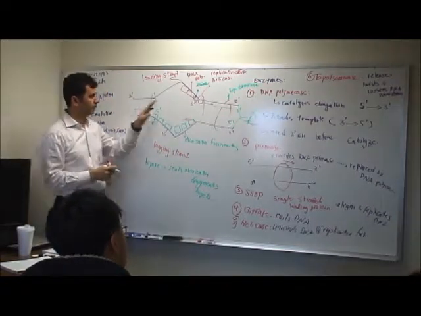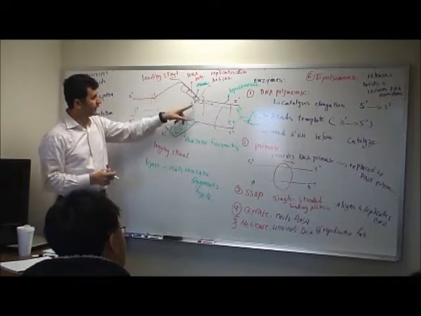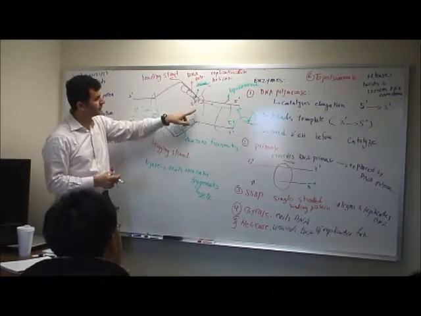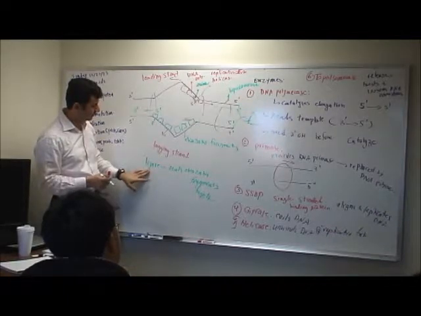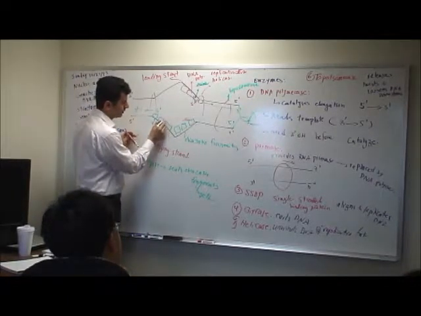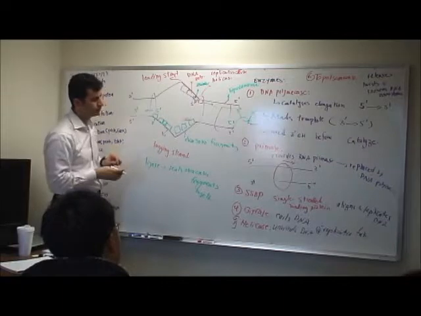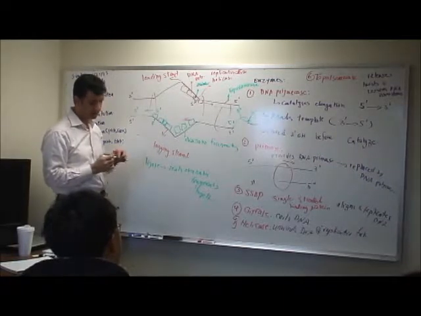Okay. 3', 5', 3'. We have a primer, DNA polymerase, helicase, topoisomerase, and on the lagging strand, we have ligase that seals this together and creates this strand. Any questions about this?